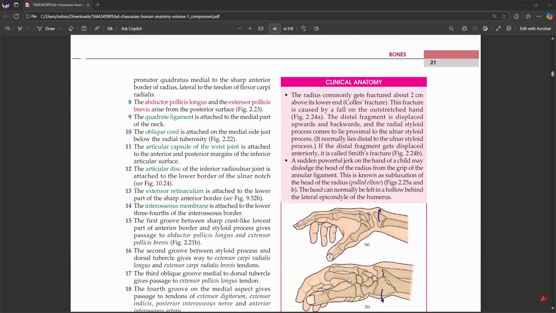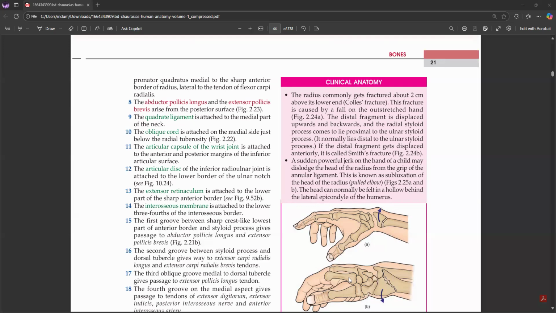Clinical anatomy. The radius commonly gets fractured about 2 cm above its lower end, Colles' fracture. This fracture is caused by a fall on the outstretched hand, figure 2.24a. The distal fragment is displaced upwards and backwards, and the radial styloid process comes to lie proximal to the ulnar styloid process. It normally lies distal to the ulnar styloid process. If the distal fragment gets displaced anteriorly, it is called Smith's fracture.